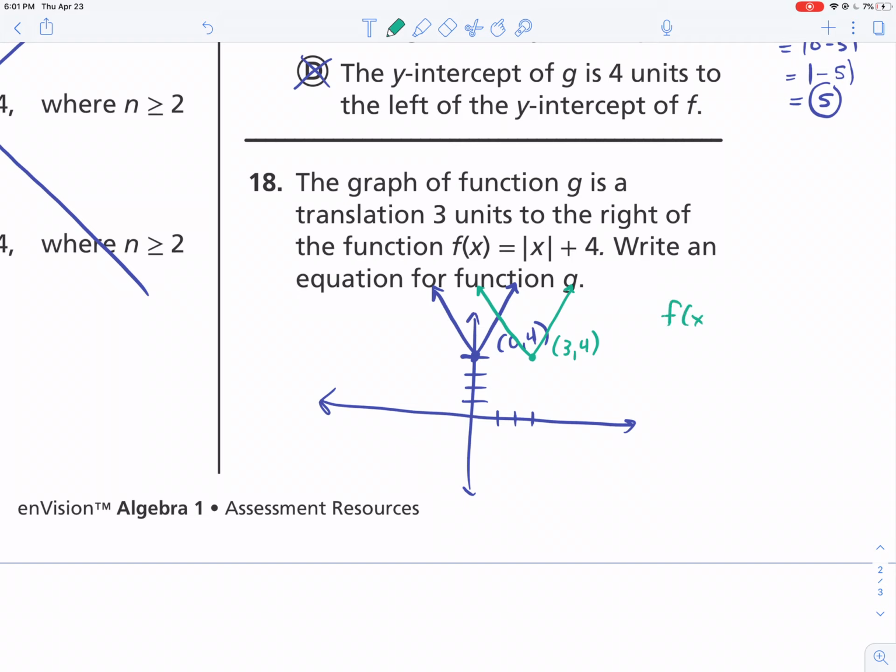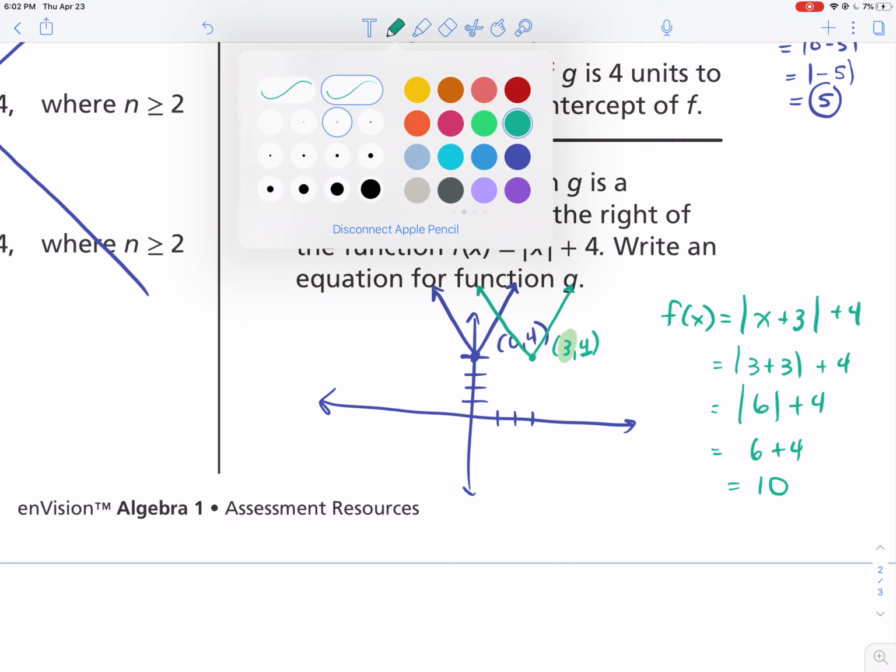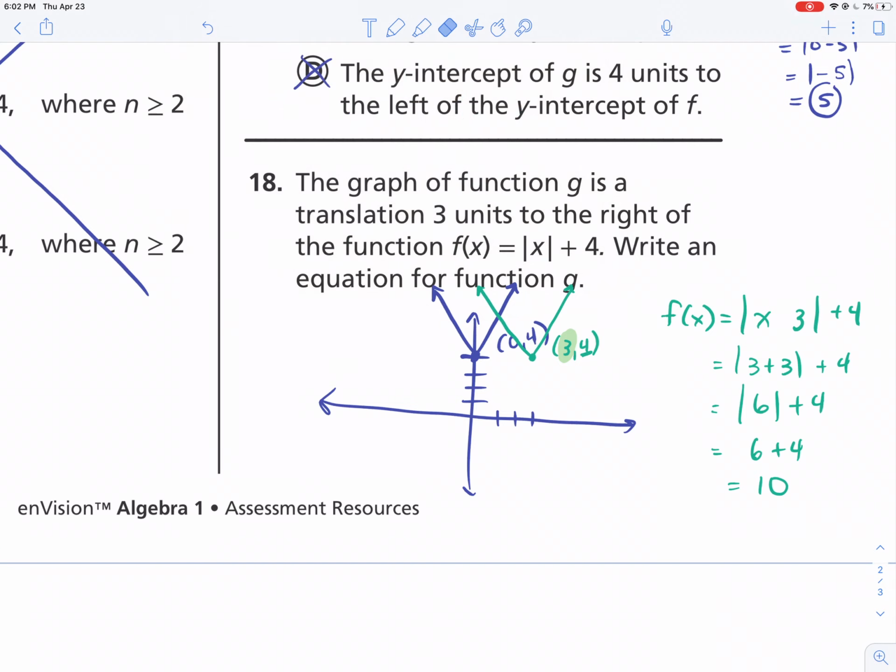So if you remember when we move stuff left and right, it has to do with what's inside our absolute value bracket. If I had a plus 3, and I plugged in my value of 3 here, well, 3 plus 3 with the absolute value would give us the absolute value of 6, plus 4, and we'd end up with 10. But we don't want 10, we want 4. Okay, so let's try it again, but this time, let's try a negative 3.